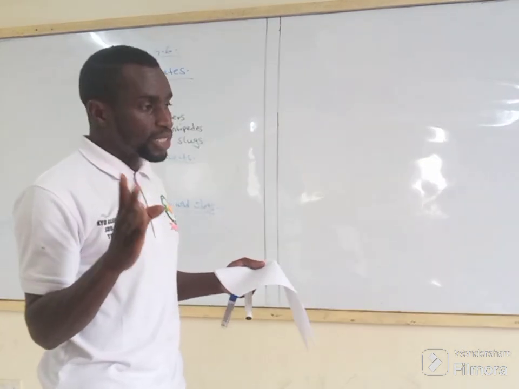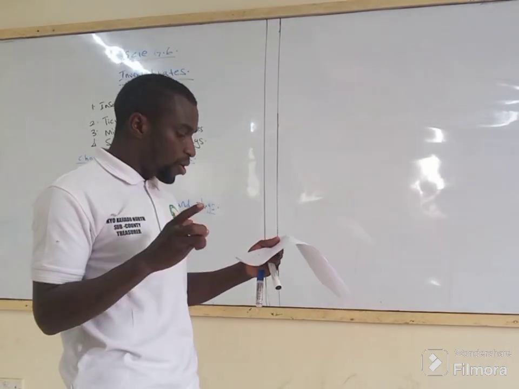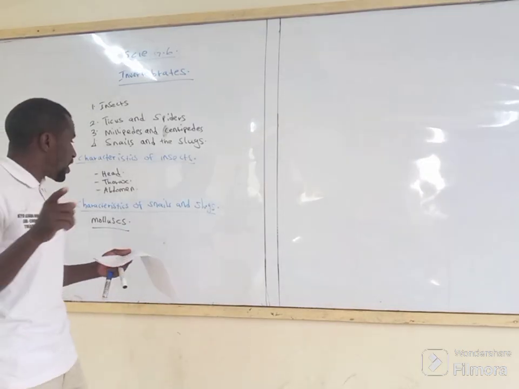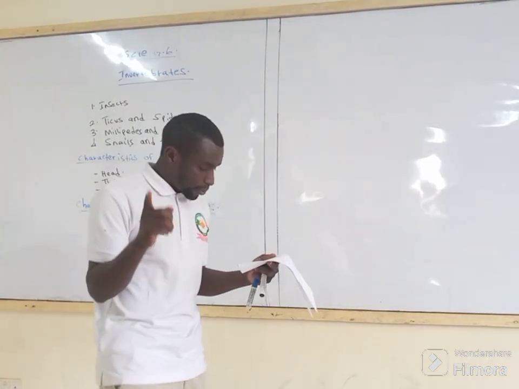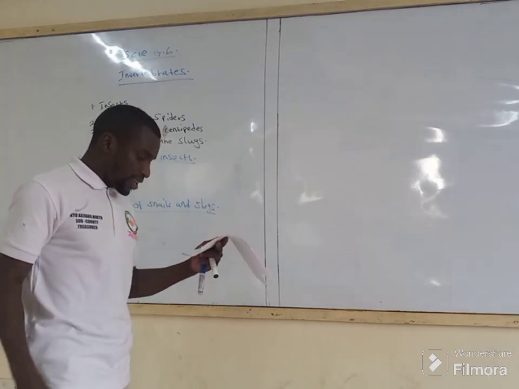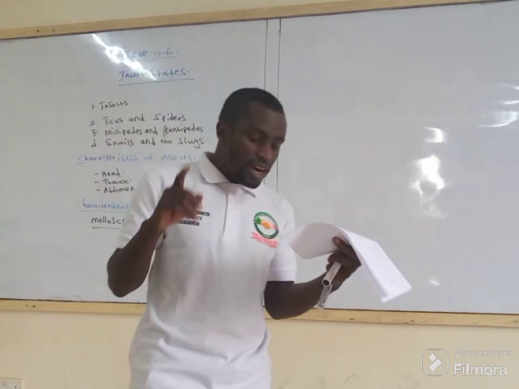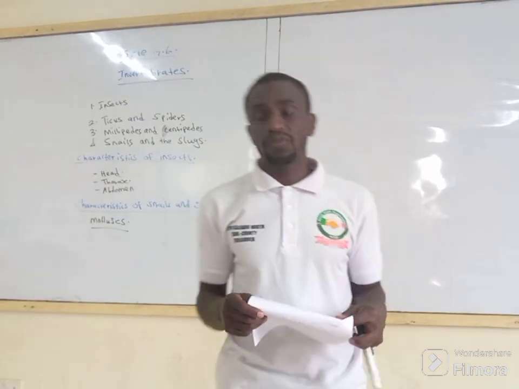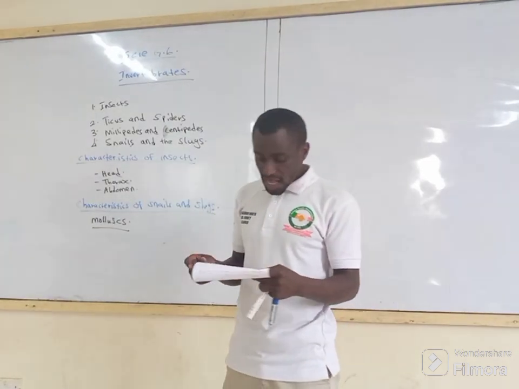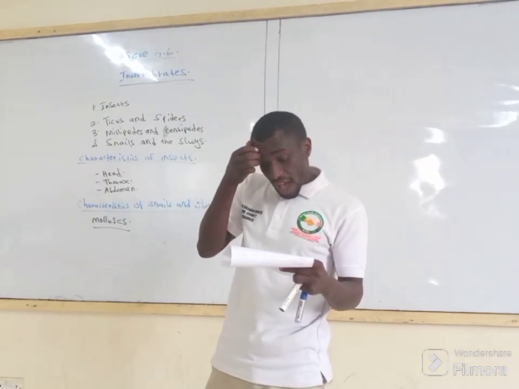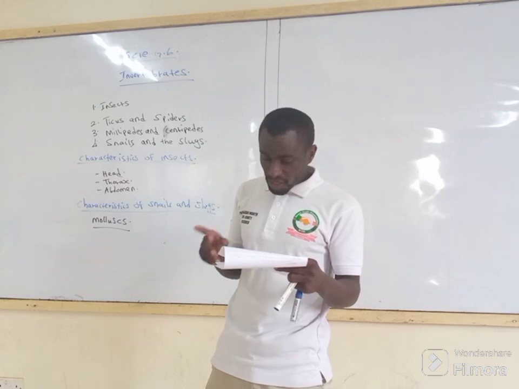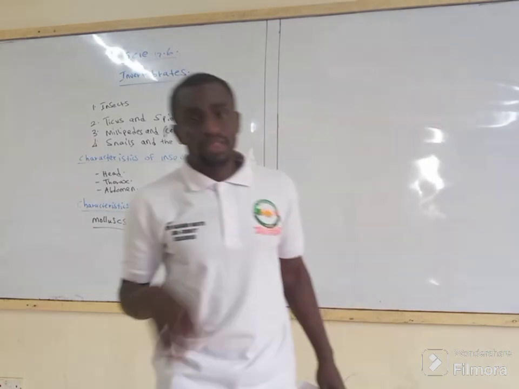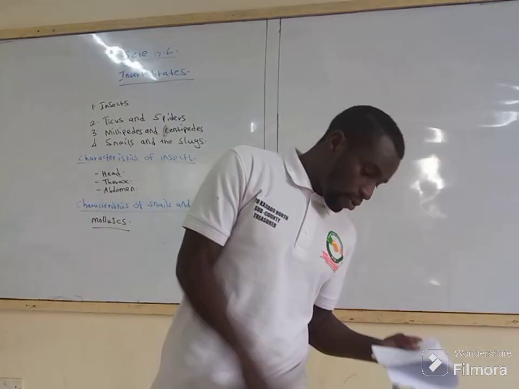Snails, that is only for snails. Snails have a coiled shell for protection, while slugs do not have a coiled shell for protection. Next, they have a thick muscular foot for movement. And then lastly, they have a head with 2 pairs of tentacles.